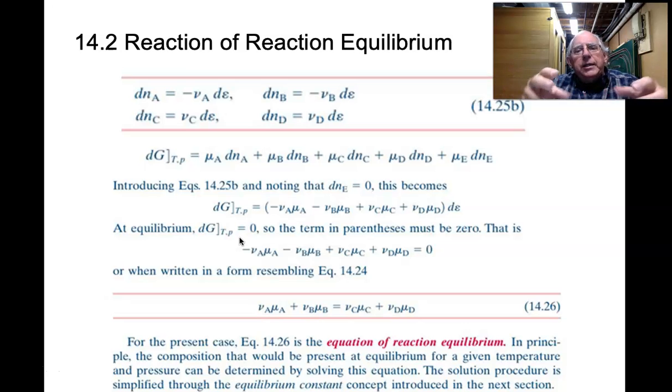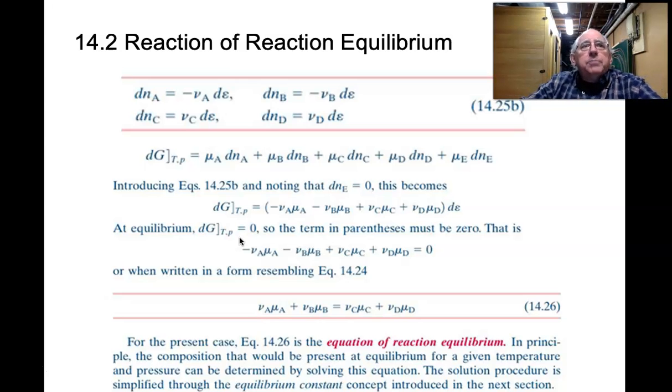And so what's going to happen is the extent of the reaction is going to be such that it's going to drive the mixture to a low value of mixture Gibbs function. And so that term is equal to 0. So the term in parentheses here has to be equal to 0 because d epsilon is equal to 0. And so basically it tells us that this is what has to be equal to 0.